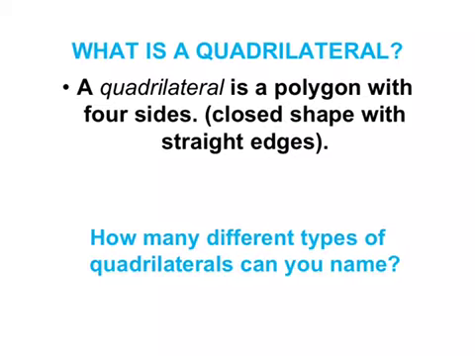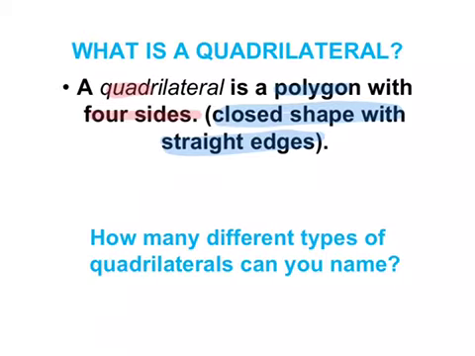Now the word quad means four. And so a quadrilateral is specifically a polygon, a closed shape with straight edges. That's what a polygon is, but specifically one that has four sides. So a polygon is a closed shape with straight edges, but then a quadrilateral specifically is one with four sides.